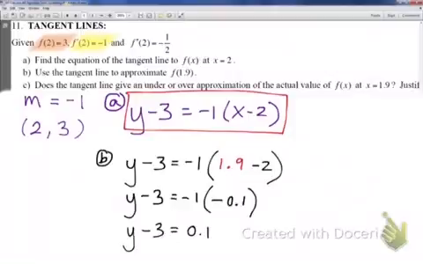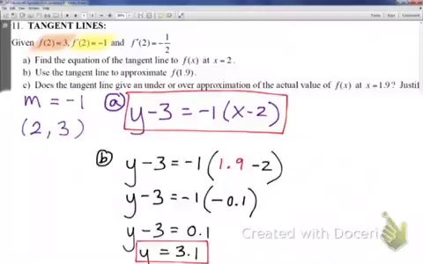And to solve for y, or in other words, to isolate y, how do I get rid of that -3? Add it to the other side. So what is 0.1 plus 3? 3.1. Beautiful. And that is my answer for part B. Y equals 3.1. So using the tangent line to approximate what f of 1.9 would be, it's approximately equal to 3.1. Again, it's not perfect, but it's approximate. The closer and closer and closer that x value gets to 2, the more and more accurate it would actually become.